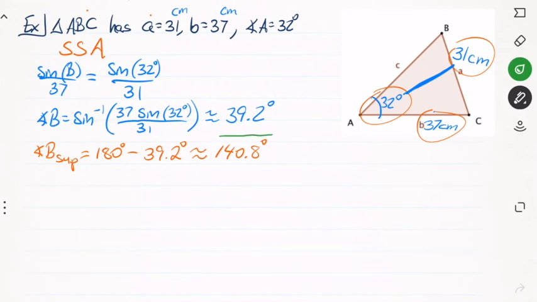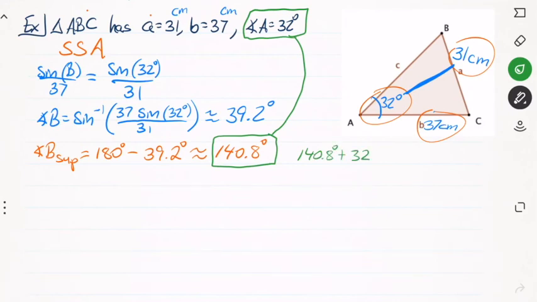Now, the test, of course, is going to be whether this constitutes a triangle. So we're going to take our B sup, we're going to take our original angle, and we're going to add them together. So we get 140.8 plus 32, and that gives us 172.8 degrees, which is fine because it's less than 180 degrees. So this is the two triangle case. So we're going to get two triangles out of this mess.